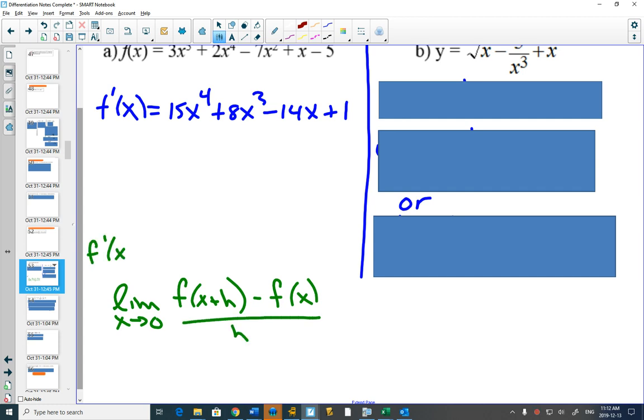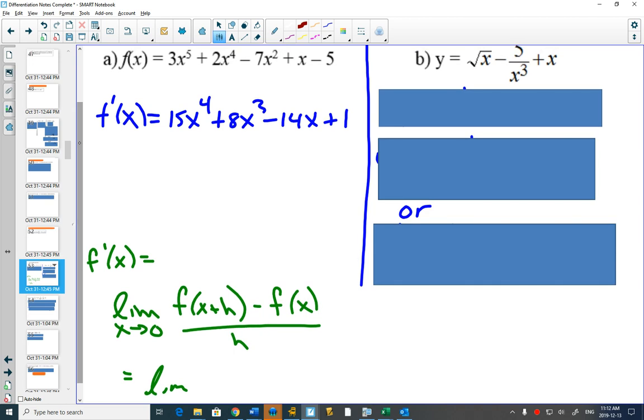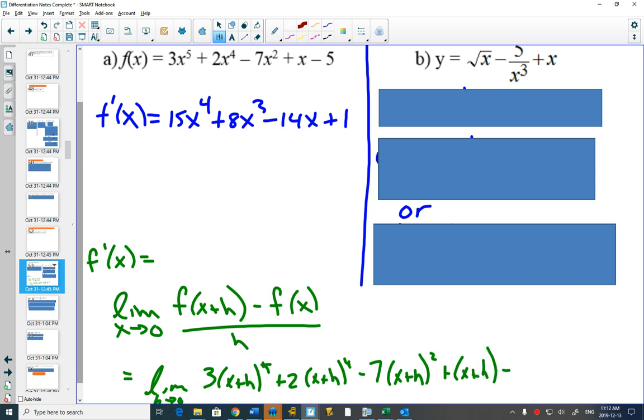The derivative equals this, which would equal the limit of, you would have to plug in x plus h into this. So you would have 3(x plus h) to the 5 plus 2(x plus h) to the 4 minus 7(x plus h) squared plus (x plus h) minus 5. That whole thing would be your f of x plus h. And you would have to expand all of those.